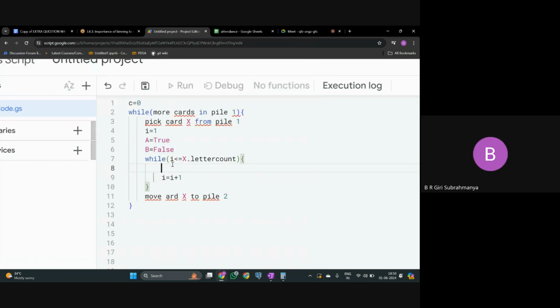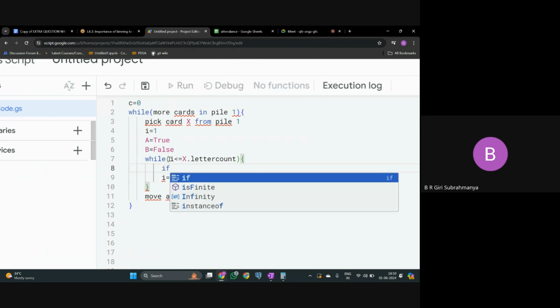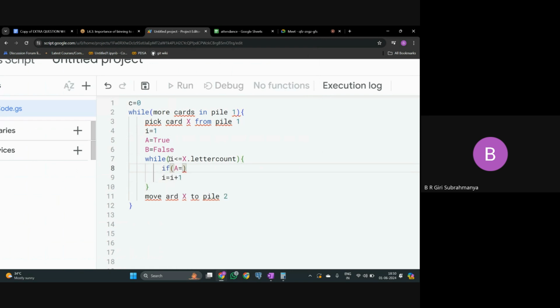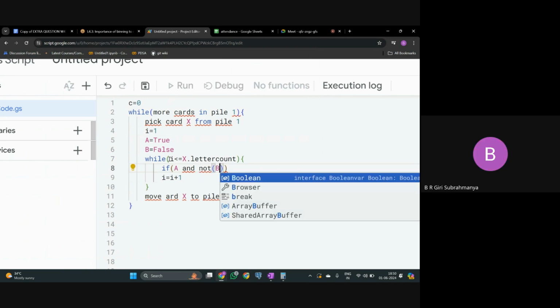Now, with that, what can you write here? For the first letter, A should be true, right? So one condition is if A is true. And what is the other condition? If A is true, then it's the first letter. B is false. Okay. If A and not B, that is fine.